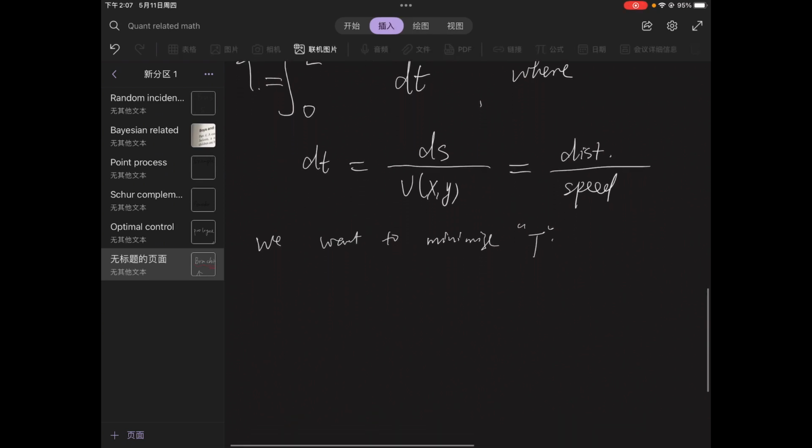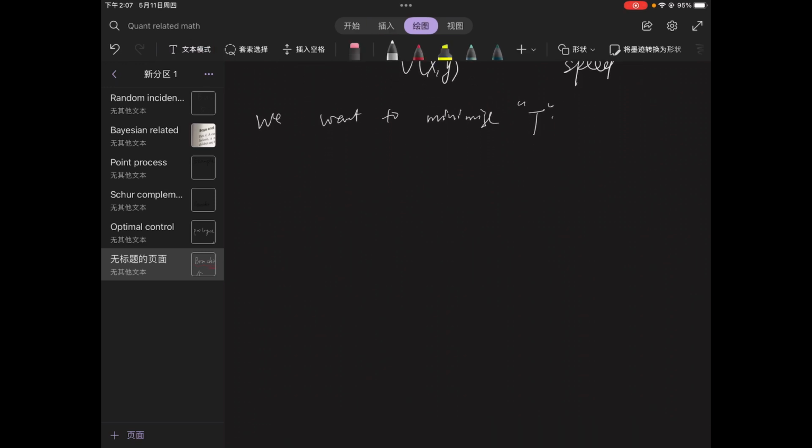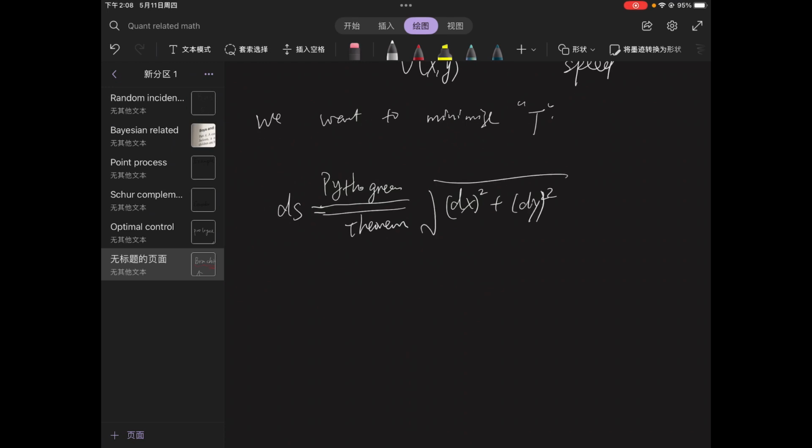And then what should we do? Firstly, let's express this ds and v as functions of x and y. First, what is ds? We know by the Pythagorean theorem, it's equal to the square root of dx squared plus dy squared. That's the Pythagorean theorem. Maybe some typo. It looks like this.